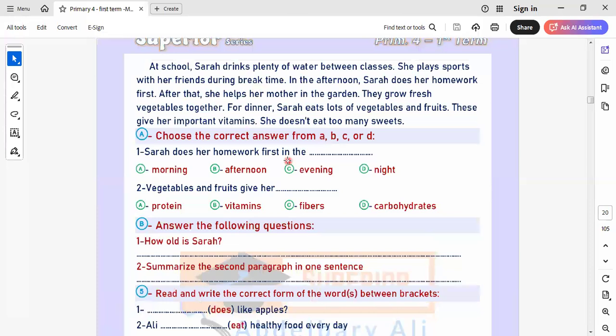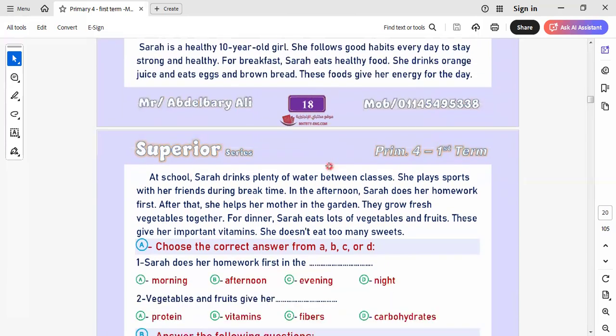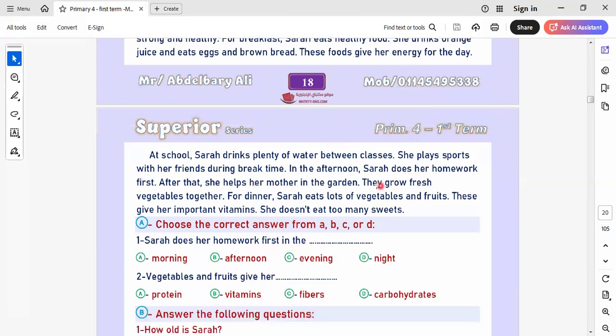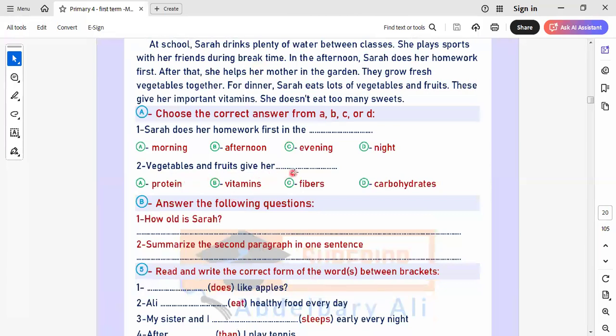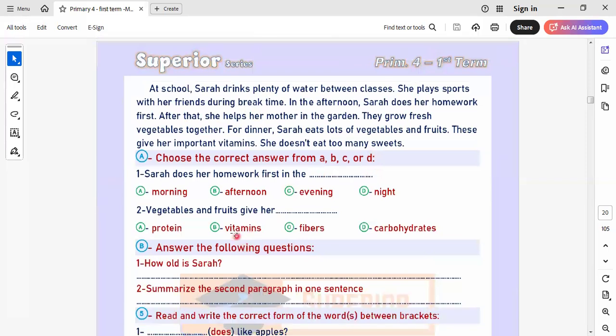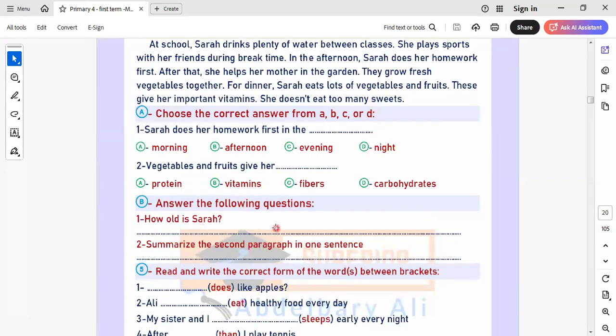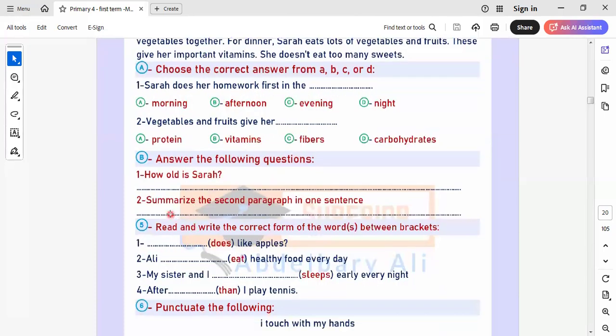So Sarah follows healthy food habits. Sarah does her homework first in the afternoon. Fruits and vegetables give her vitamins. So I select this one. How old is Sarah? 10 years old, as we know here during the lesson.